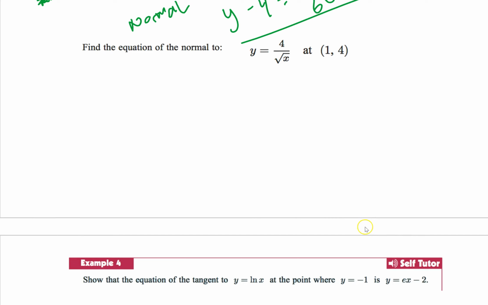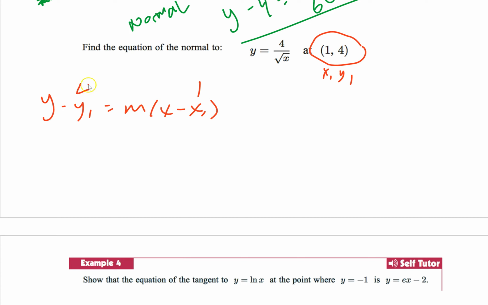Let's quickly look at this one. Find the equation of the tangent line and normal line to this. So what's the difference here? Not much, just that they gave you a point here. Don't freak out. That's your x1 and your y1. They did most of the work for you already. You go y minus y1 equals m times x minus x1. This is 1, that is 4. That part's done. All I need to do is take a derivative of this.